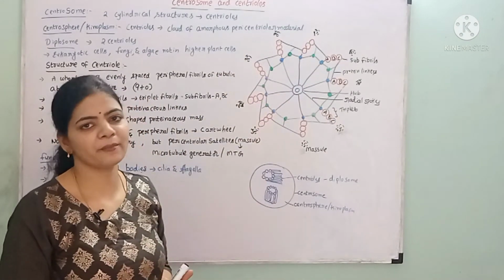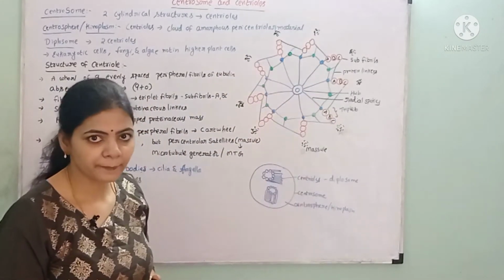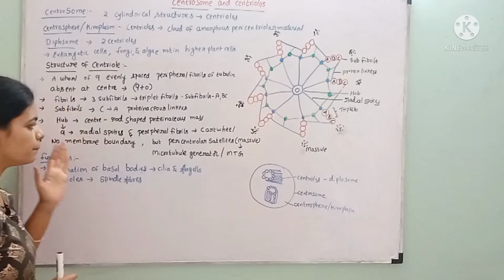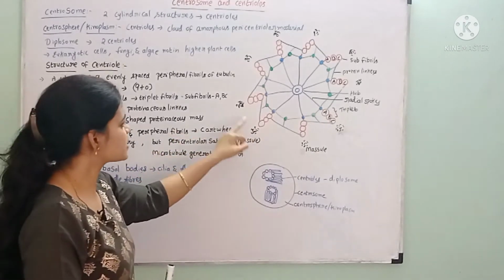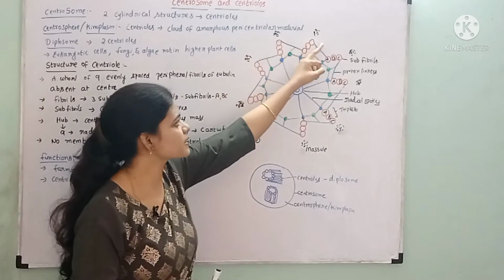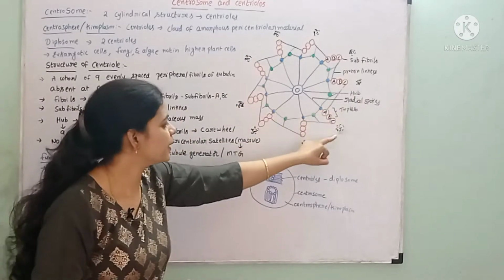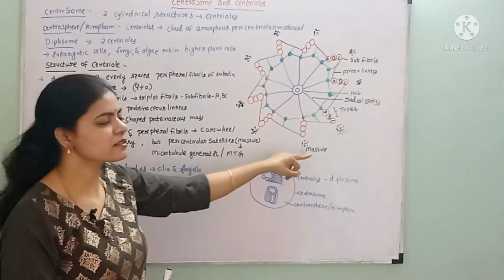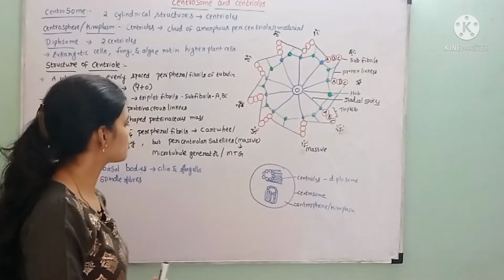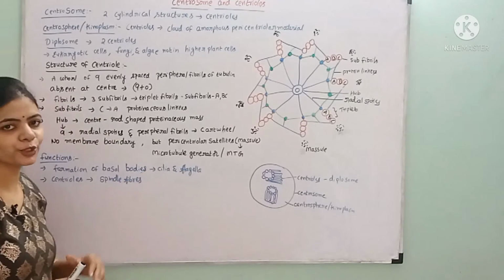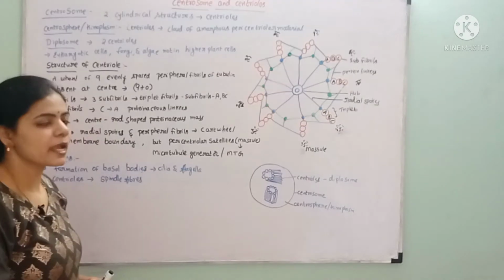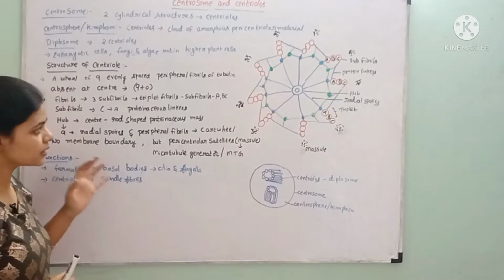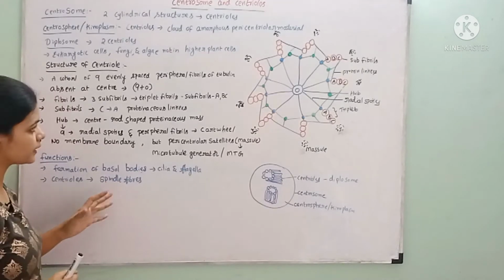And around this centriole there is no membrane found. The membrane is absent in the centriole, but there is a pericentriolar satellite present. See, this black one is called the pericentriolar satellite, or otherwise called massule. This massule is also called microtubule generator or MTG. So this is about the structure, what it consists of.